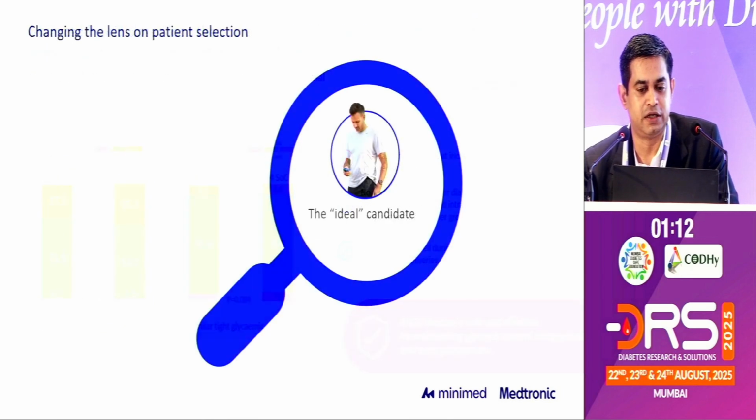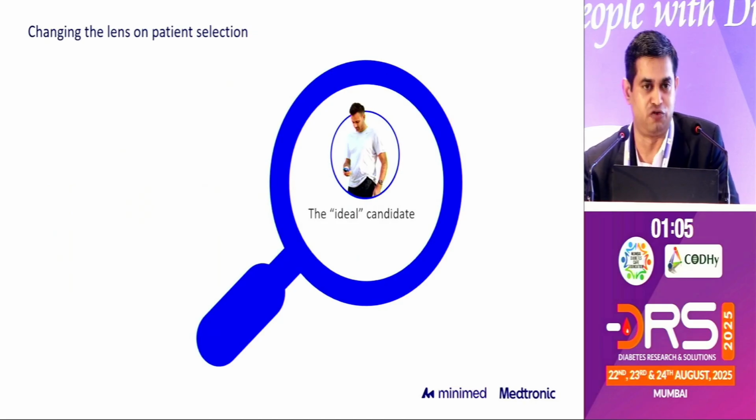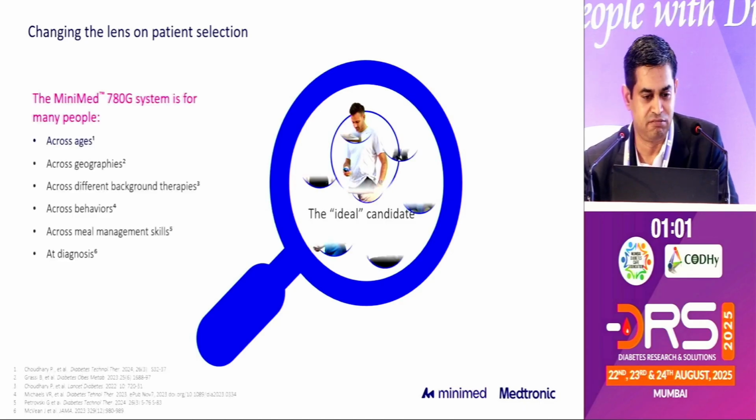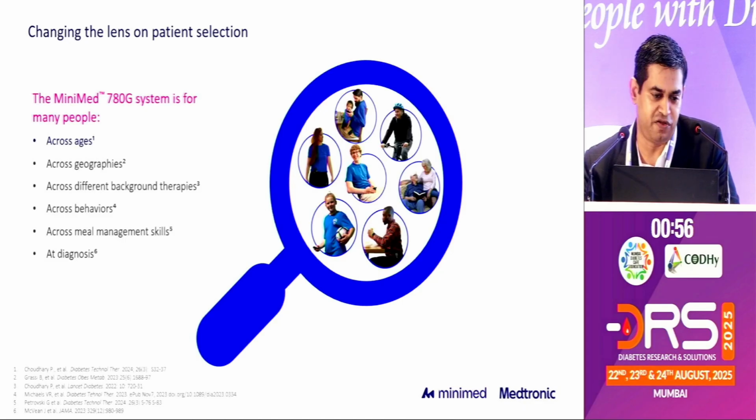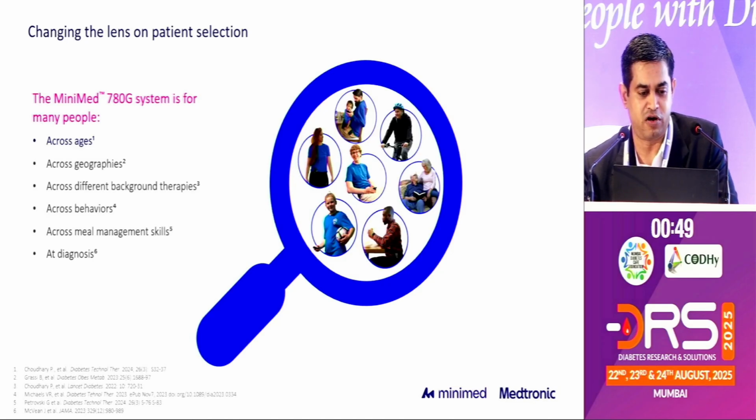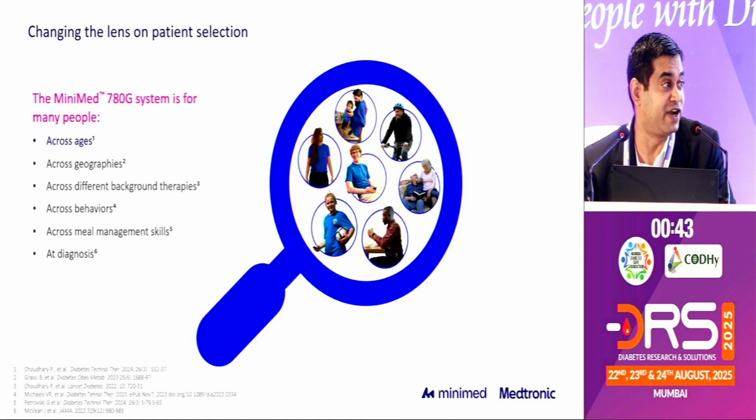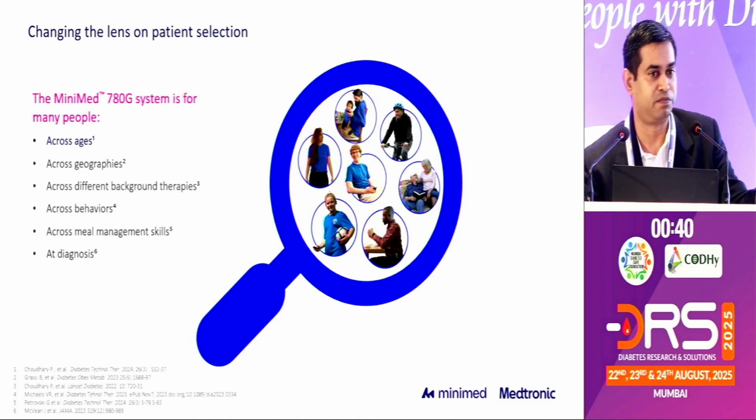Yeah, I'll go quickly. Earlier, when I did my master's or bachelor's, we used to read that a person should know carb counting, should be tech savvy, should be educated, everything. But nowadays, with the AID system, it can be used across ages, across geographies, any background, knowledgeable, not knowledgeable, educated, uneducated, whether carb counting is known or not, at diagnosis. So you can use it in any type of patient. And studies have shown if you're tech naive, you actually get better results, because if you're techie, you play around with the algorithm.